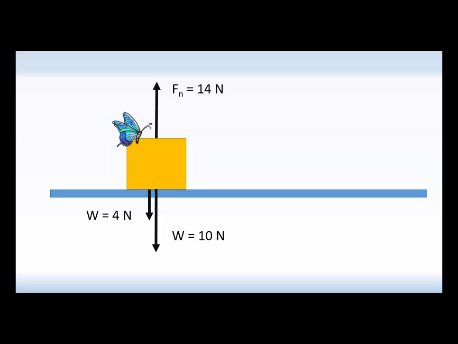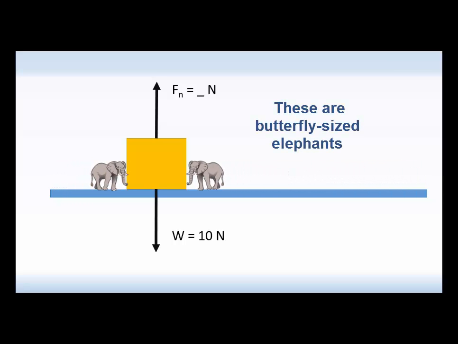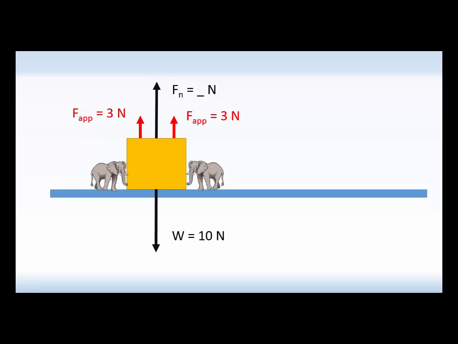The normal force can adjust with upward forces, just like it did with the downward force from the butterfly. For example, let's imagine two elephants approach the block and exert an upward force on the block. Now, because there's a total of 6 newtons of force acting upwards, the normal force does not have to be as strong to balance the 10 newtons of weight that was acting downwards.